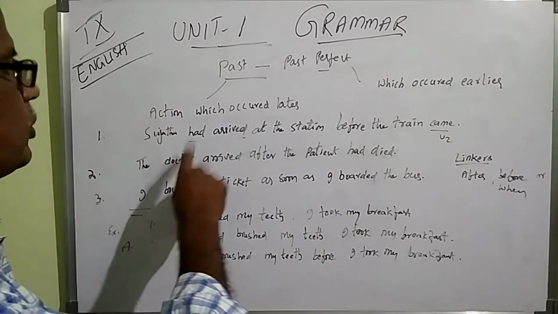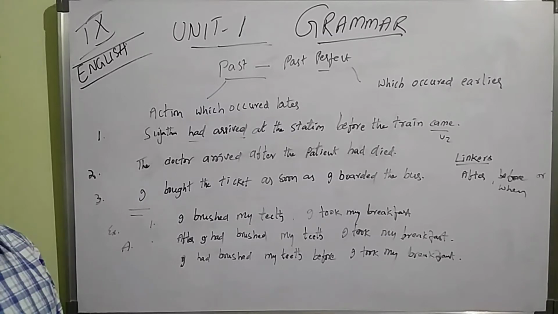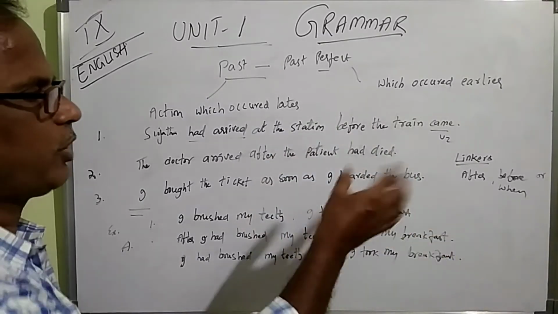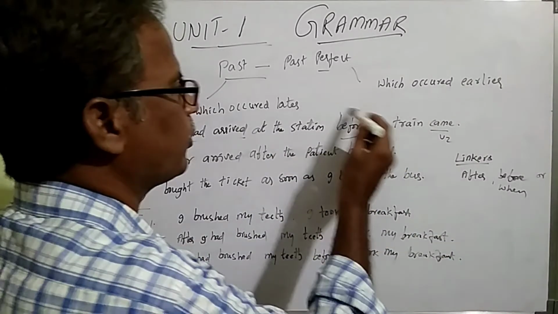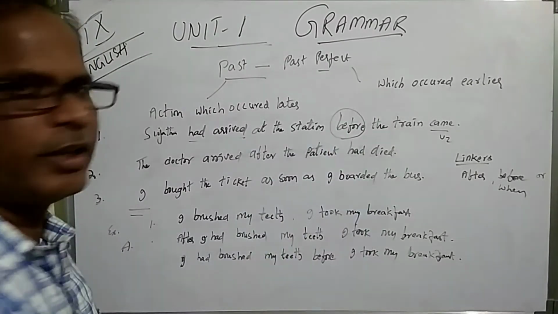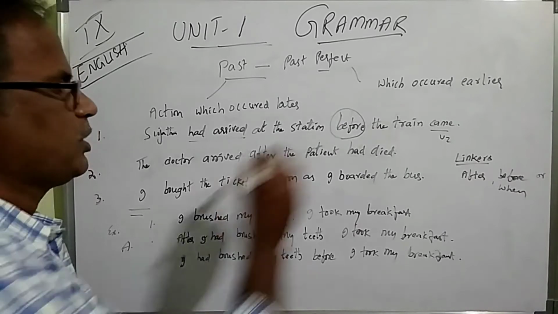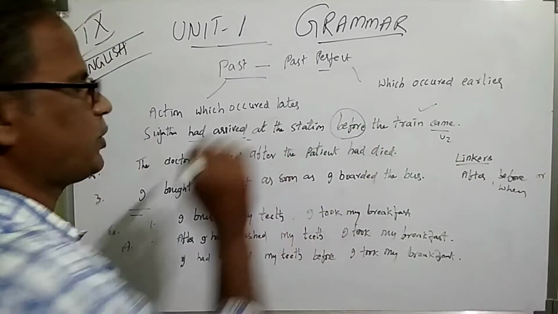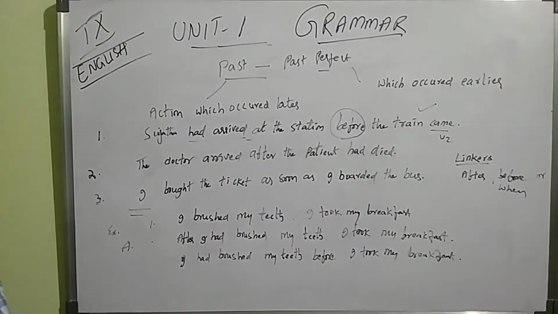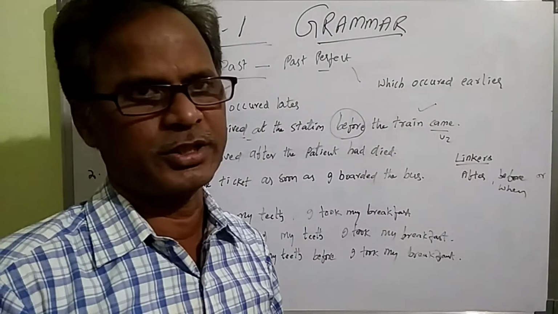So that we have to write, Sujata had arrived at the station. And the next part of the sentence we are connecting with a linker, before the train came. These are the linker words. So second action. This is the second action. This is the first action. For the first action, what are we going to use? Past perfect. For the second action, simple past tense is used.